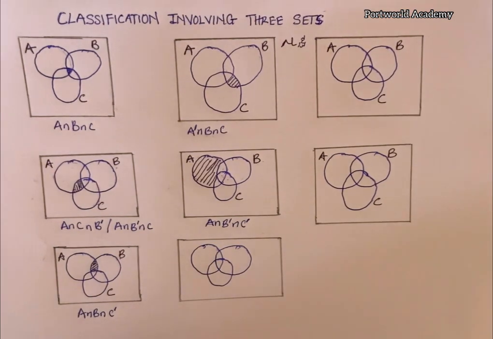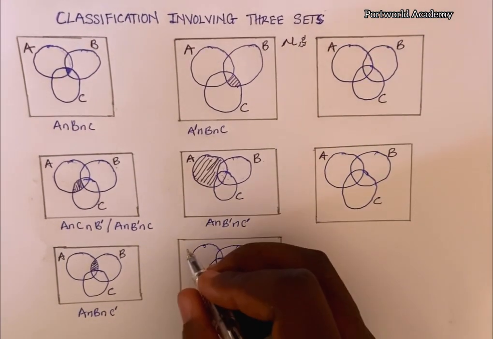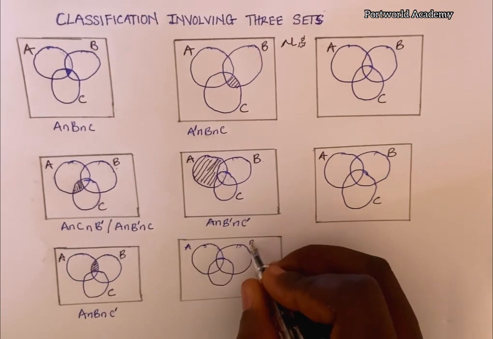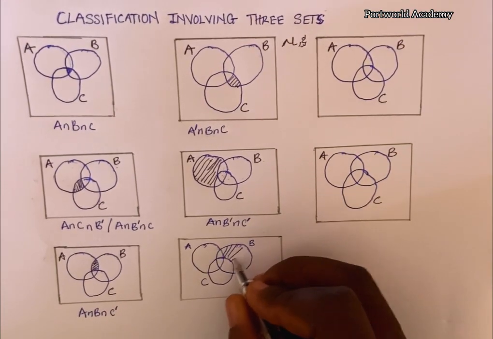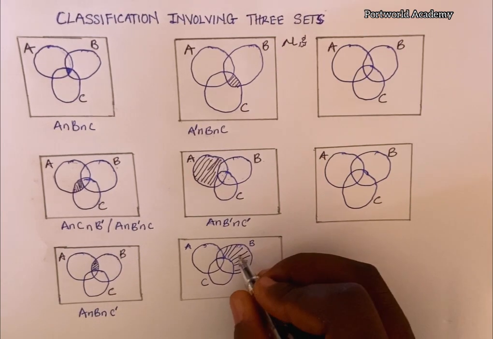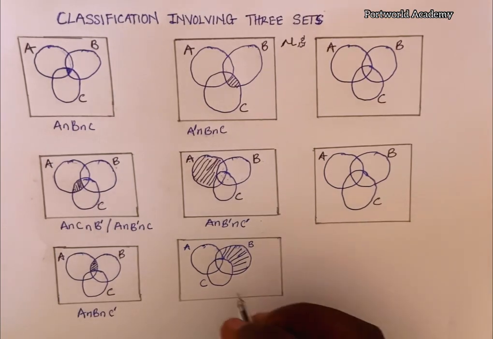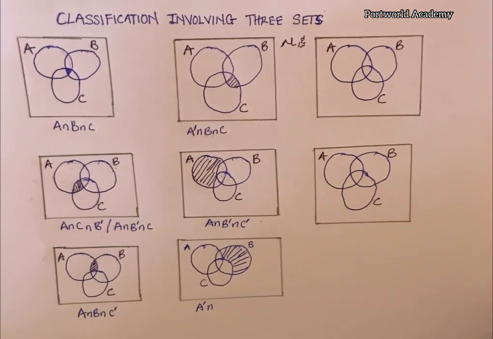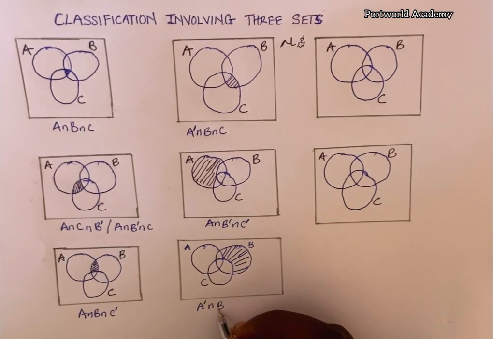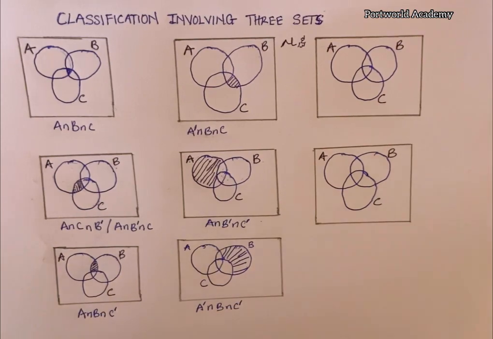So let's move to the sixth box I'm having here. Let's say I'm having the case of my A, B, and C. This part is shaded. So looking at this, it is actually B. It's still the same thing as this case, but in this case, I'm going to put it like A complement intersection B intersection C complement. So that's just the case I can have here.